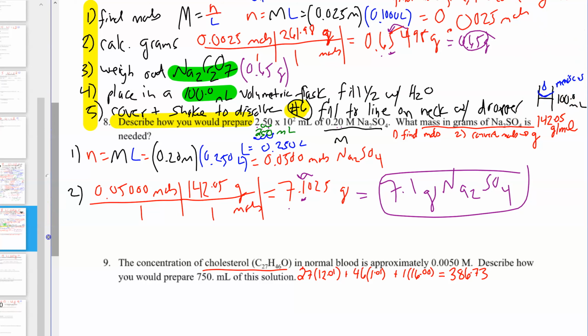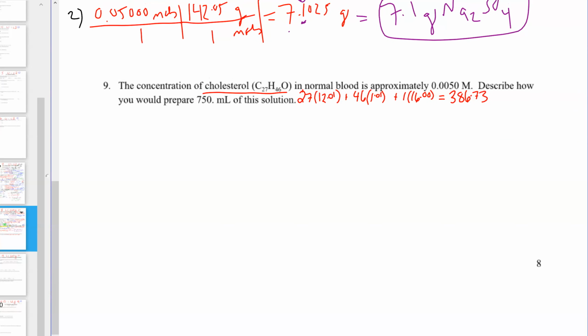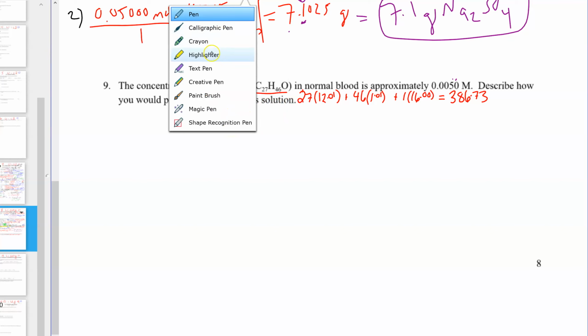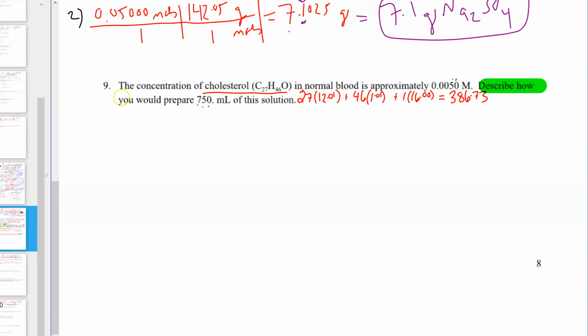Okay? One last problem on this page, then we can take a break. Okay, the concentration of cholesterol that's in part of your normal blood is approximately 0.0050 molar. For fun, look, we got 2 sig figs there. Sig figs are fun. Describe how you prepare 750 mils, okay, now there's 3 sig figs there, of this solution. Well, describe how we would prepare. We already have done that a bunch of times, but we're going to go through and figure out what we need to know. Number 1, we need to find moles, okay?